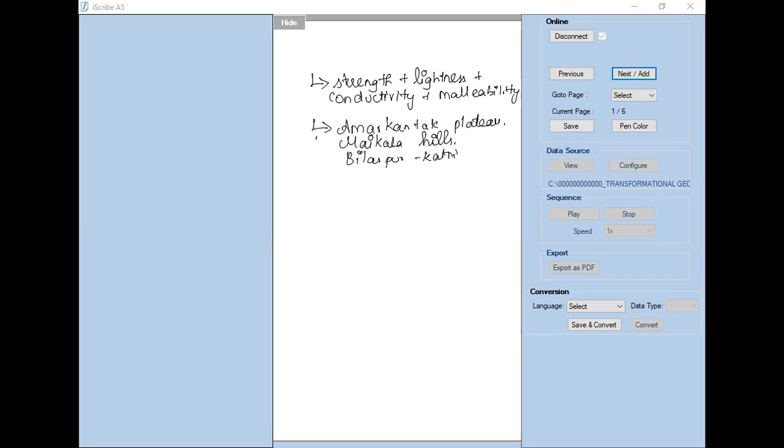Okay, and again we have to see the state-wise distribution of bauxite ores. Which state is the leading producer of bauxite? Rajasthan, it's almost 48 percent. How much percentage? 48% for Rajasthan.